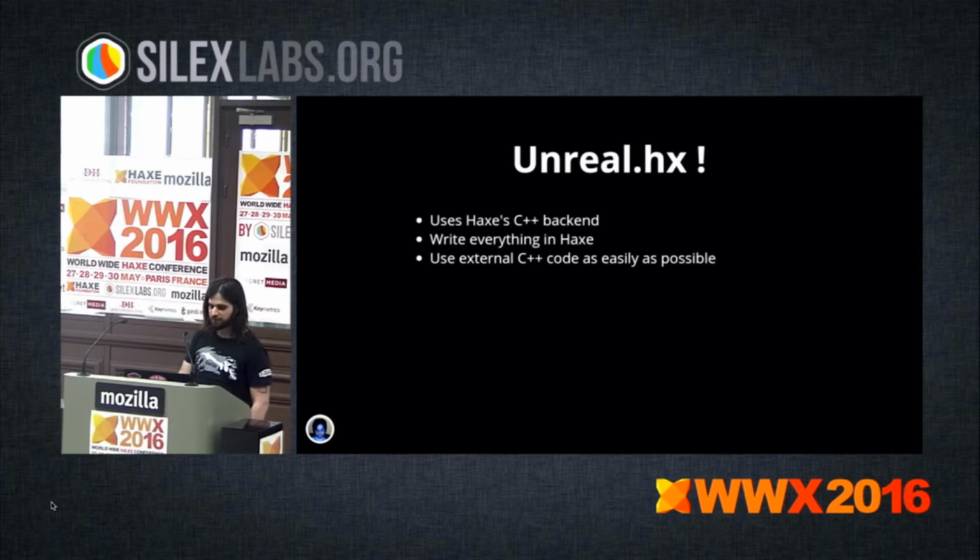One thing that was important was, if possible, we wanted to auto-generate the external C++ code, but if we couldn't auto-generate the whole code, it should be as easy as possible for you to write C++ externs. So ideally you would just write an extern and you can use it in Haxe.